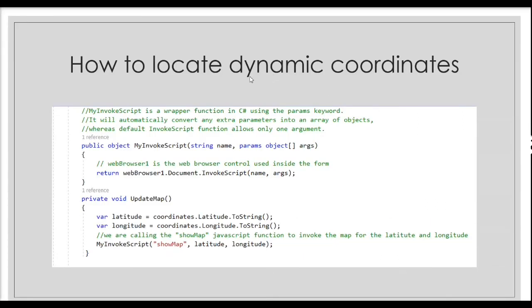So how to locate the dynamic coordinates? We need to get the coordinates input from the user, and we have to pass it to the show map JavaScript function that we just explained, and we have to call the function. That's all about implementing the map.